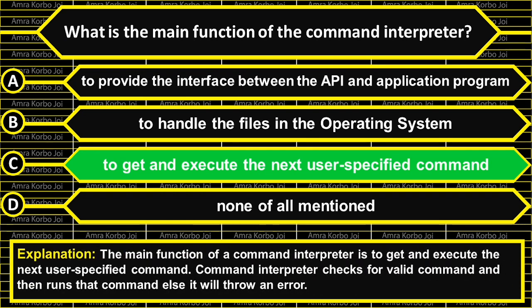Explanation: the main function of a command interpreter is to get and execute the next user specified command. Command interpreter checks for valid command and then runs that command, else it will throw an error.